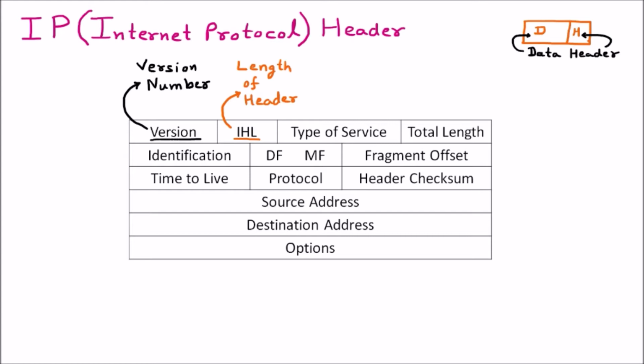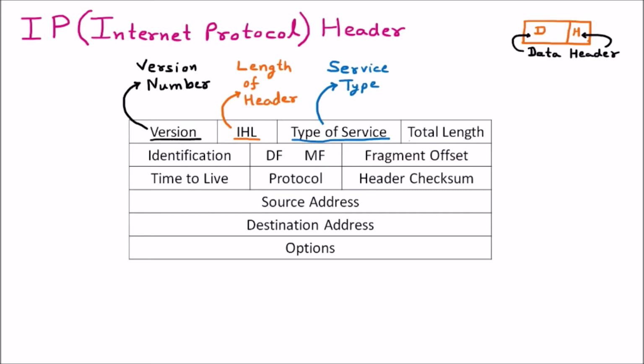Afterward we have the type of service. This provides the type of service we are using. This field gives the information of the service type, meaning whether we are sending with TCP, UDP, or some other protocol. So whichever type of service is provided, that service type is carried in this particular field.